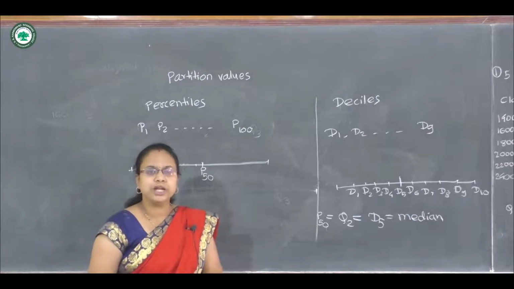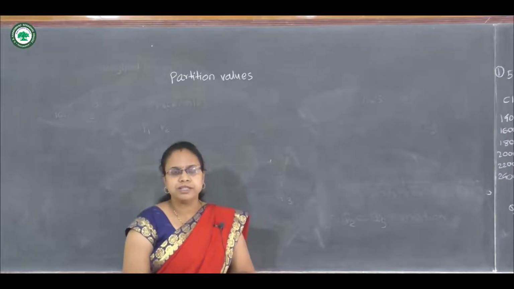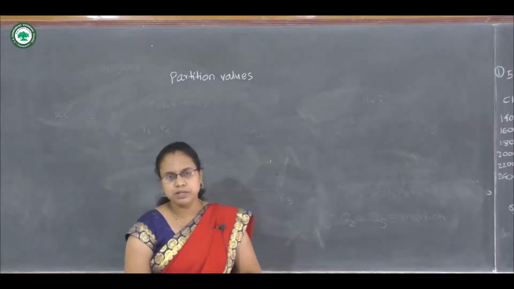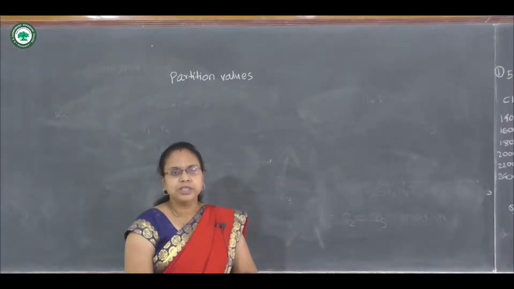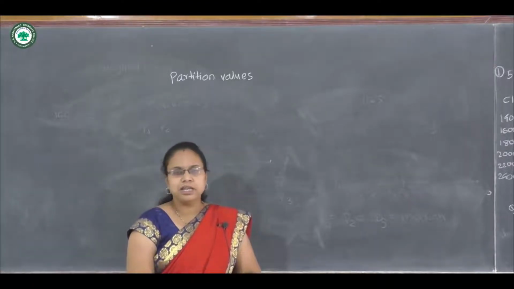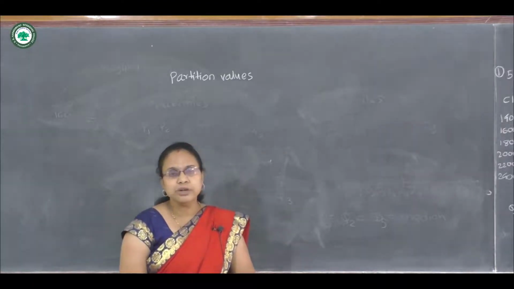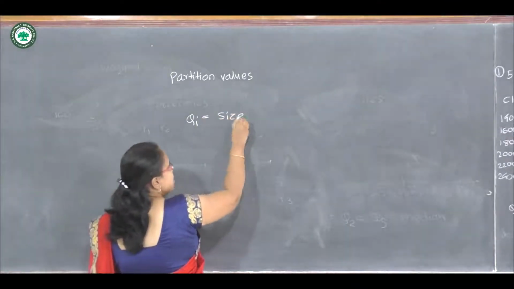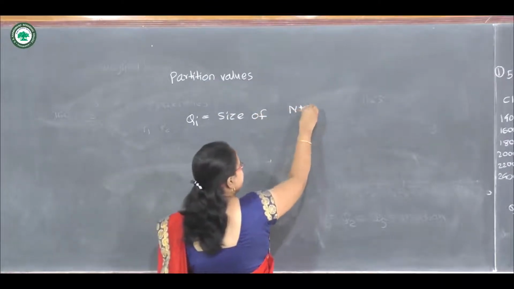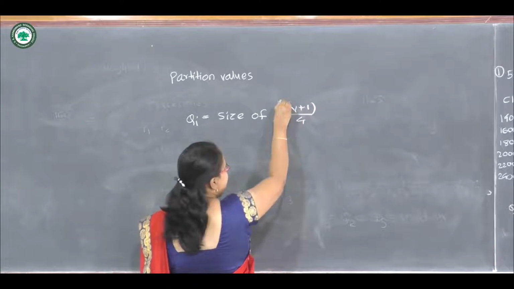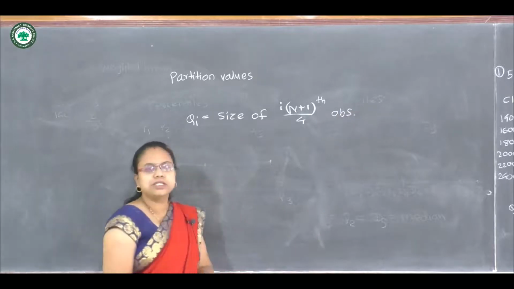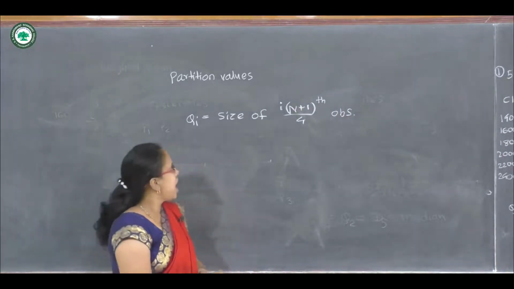Now we will see how to calculate them, that is, the formulas. First we will see the quartiles. Suppose we have ungrouped data, meaning single observations are there in our data, then we can calculate the quartiles in a similar way as we calculate the median. So Qi is the size of i into n plus 1 upon 4th observation. This is the formula to calculate the ith quartile.